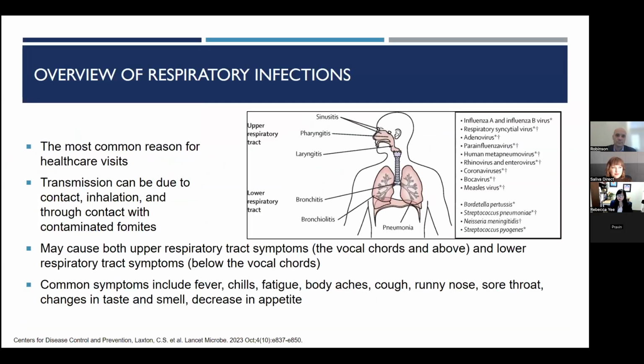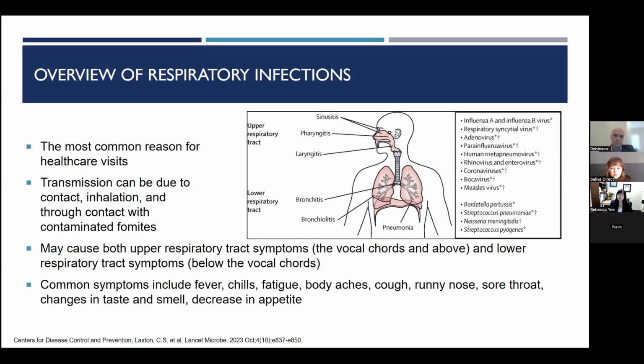Before I talk about using saliva specimens to detect respiratory infections, I think it's important to give a brief overview of respiratory infections. Respiratory infections make up the most common reason for people visiting healthcare as well as emergency departments. Transmission can be due to contact with infected individuals, inhalation of aerosol droplets, and also contact with contaminated fomites. Respiratory infections may cause upper respiratory tract symptoms.